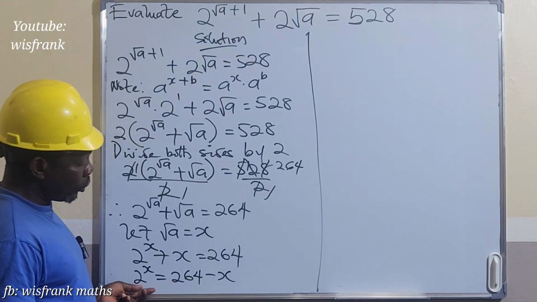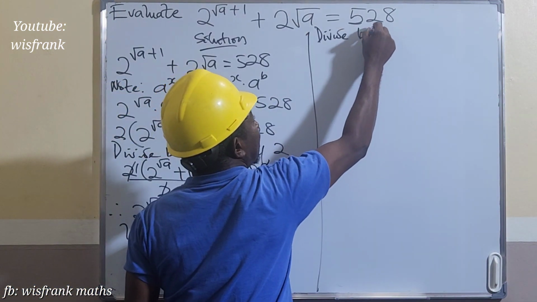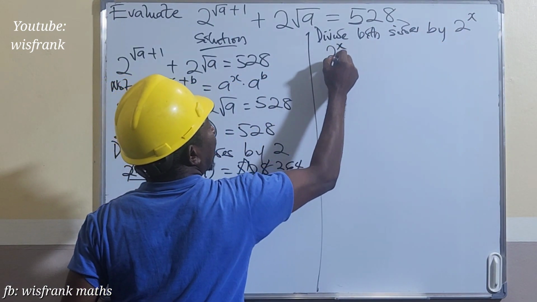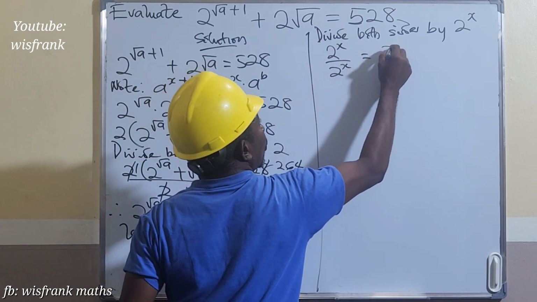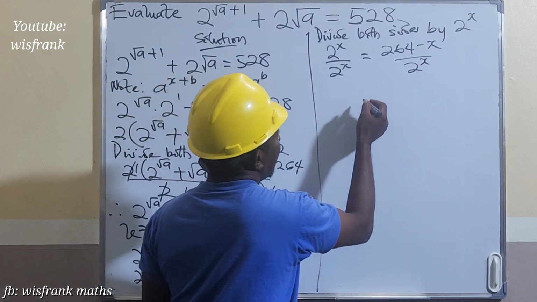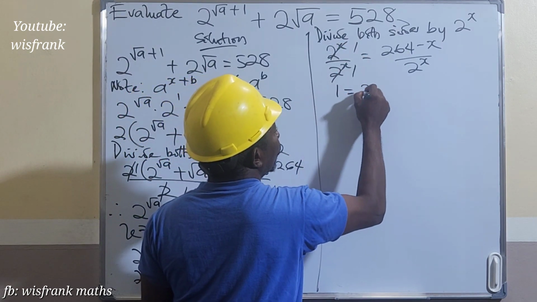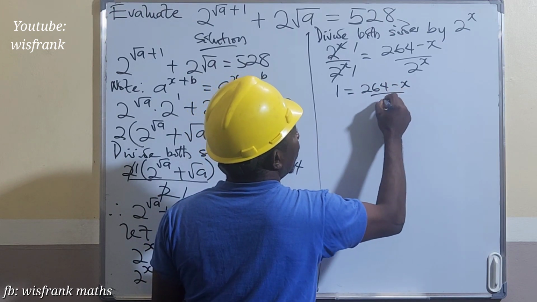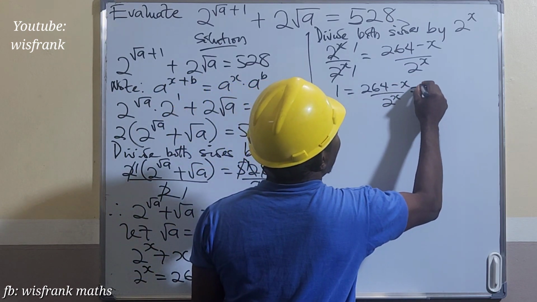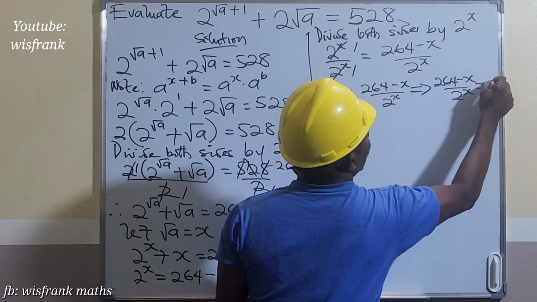What we are going to do next is to divide both sides by 2 to the power of x. So that will become 2 to the power of x all over 2 to the power of x equals 264 minus x all over 2 to the power of x. So in this case, this cancels here and this cancels here. So we are now left with 1 equals 264 minus x all over 2 to the power of x. Here we can further rearrange this. We will have 264 minus x all over 2 to the power of x equals 1.